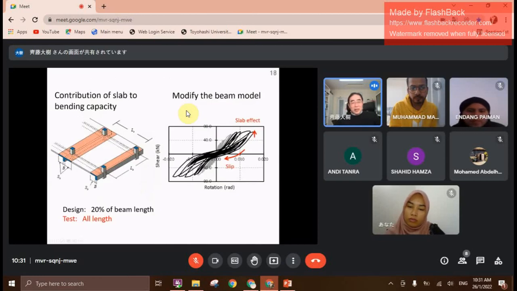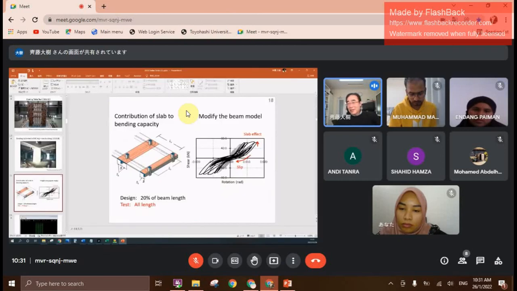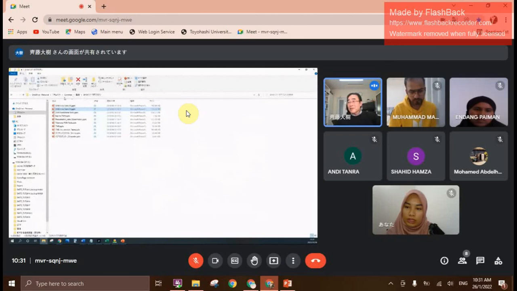For example, in Stella 3D, or even in the design code, we consider the orange colored area. This is a kind of contribution of the floor to the bending of the beam. So the shape of the element looks like a T shape. That's why when you run Stella 3D, where's the Stella 3D?